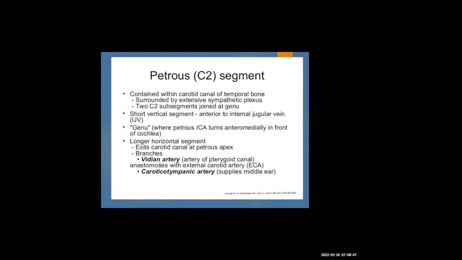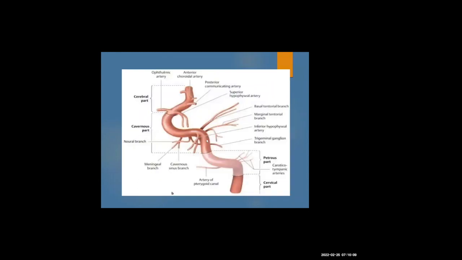It has the Vidian artery, which is sometimes referred to as the artery of the pterygoid canal. That actually anastomoses with external carotid artery branches of the face. And then it also has the carotid tympanic artery. And the carotid tympanic artery is an artery that supplies the middle ear. So important to know that those 2 arterial branches exist on the C2 petrous ICA segment.